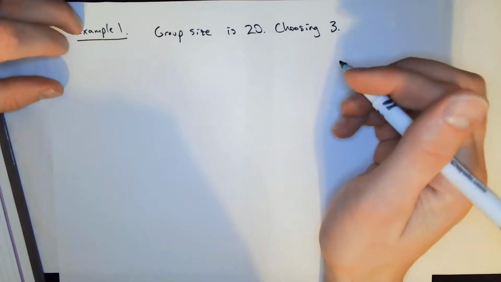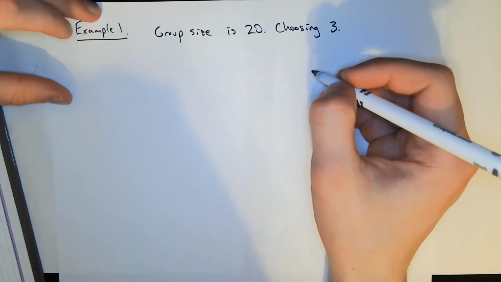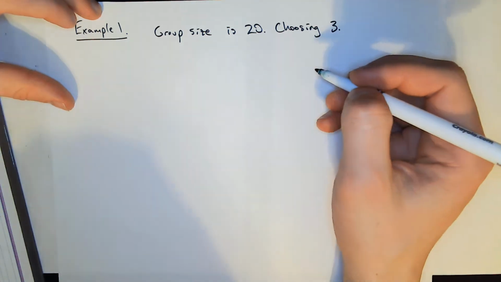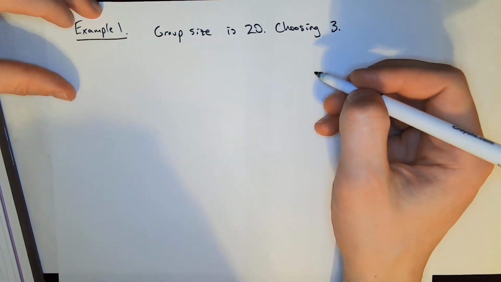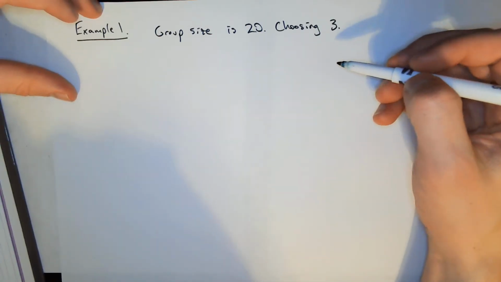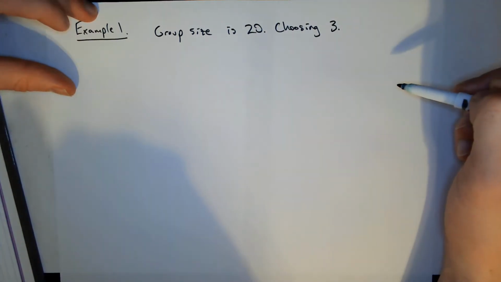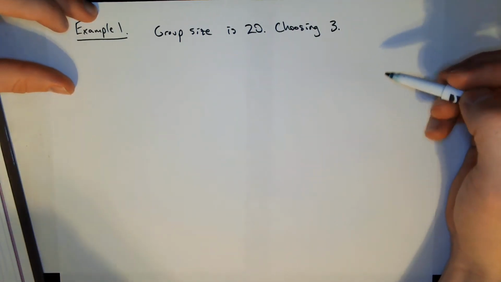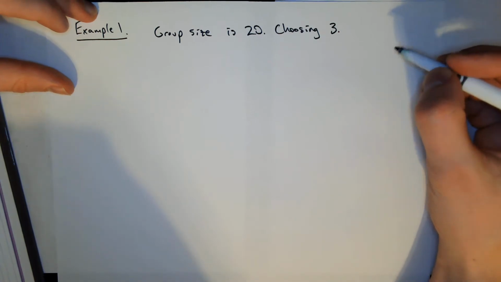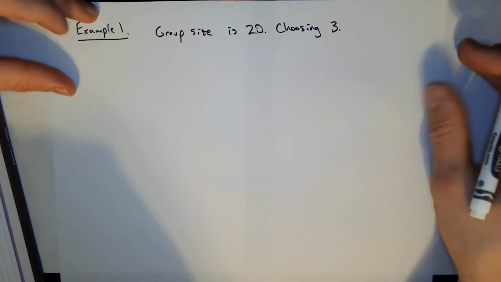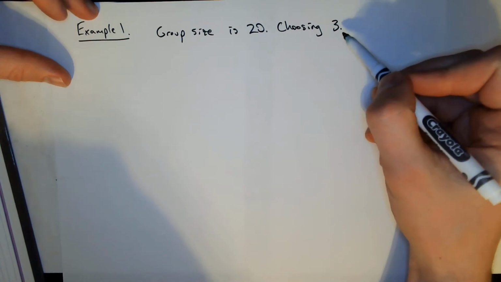Okay, so does order matter here? Well, they didn't say that these three positions are ranked. So remember, when you're thinking, does order matter, you're thinking about the things being chosen. Are they like first, second, third place? Is there anything going on like that? And the answer is no. It's just three people that are being chosen from a group of 20. So these positions are not ranked.